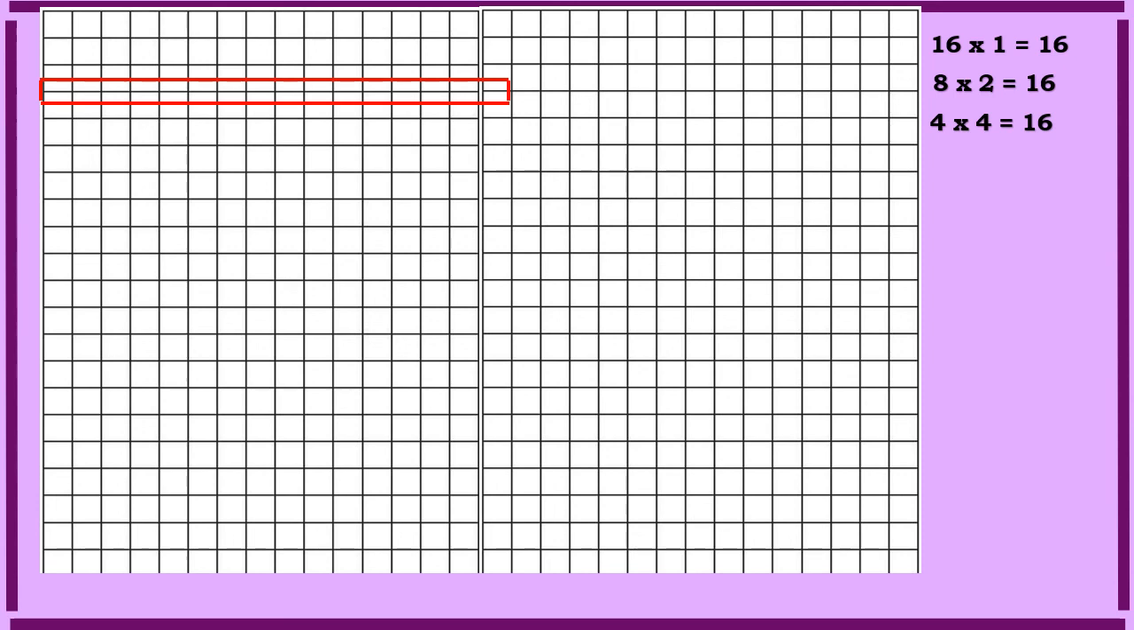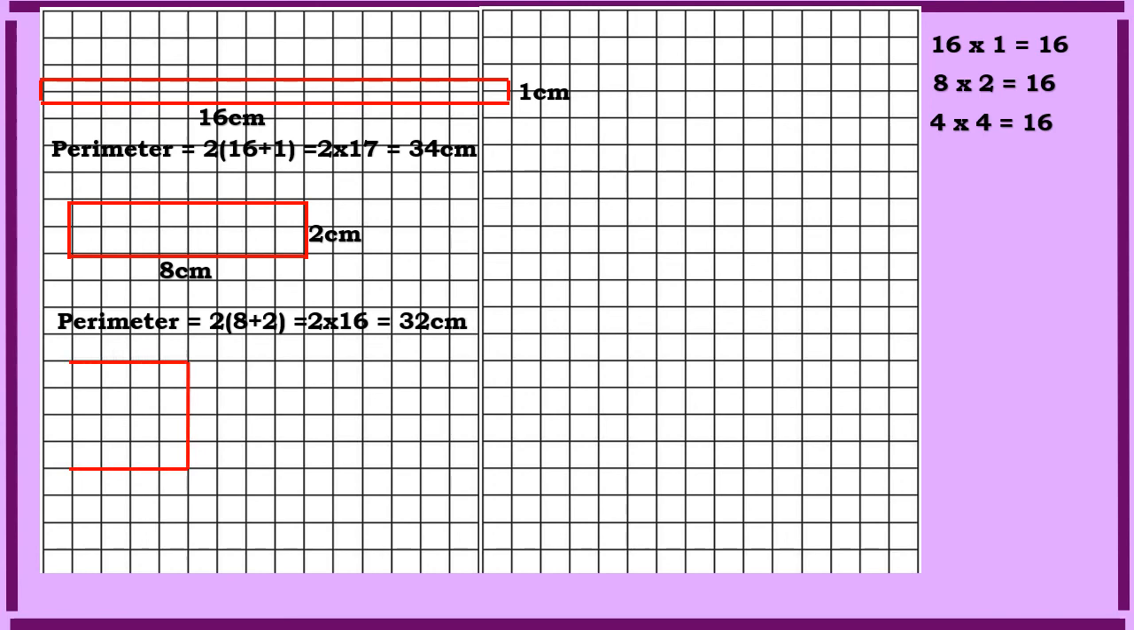Okay, now let us see. 16 into 1, let us find the perimeter, what it will be. Perimeter is 2 into L plus B. So it is 2 into 17, 34. Next is 8 into 2. So let us find what will be the perimeter. 2 into L plus B, so 2 into 10, yes, this is 32.